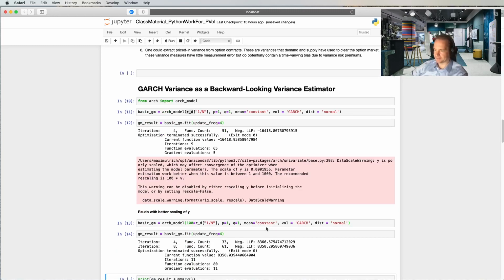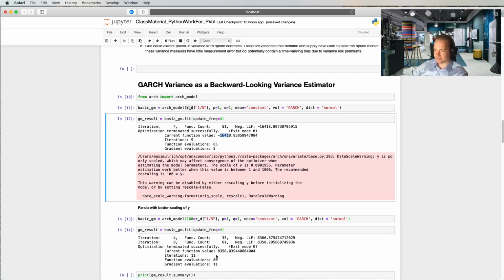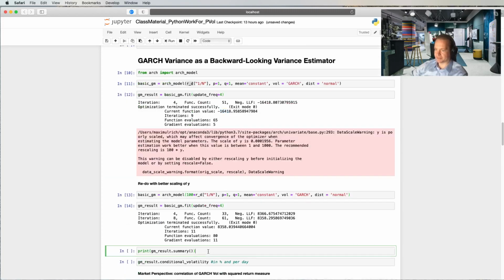Okay. Iteration 4, you see the function count is already different. Iteration 8, you see it stopped iterating here because the convergence happened. But here it keeps iterating. The likelihood looks different. And let's just look at the summary statistic.